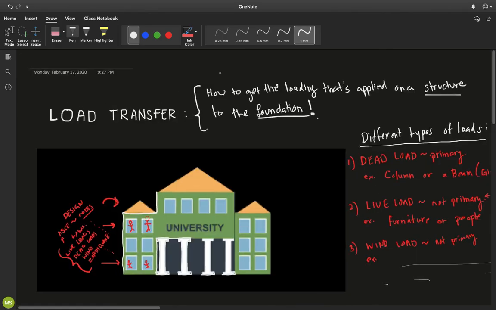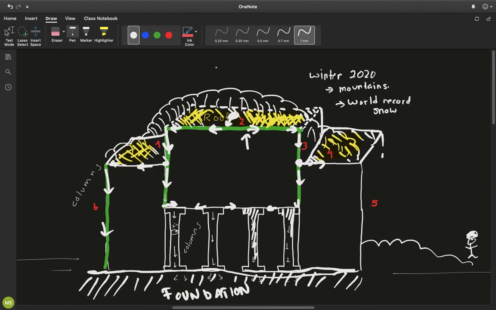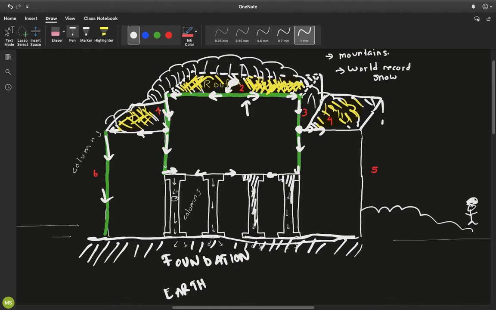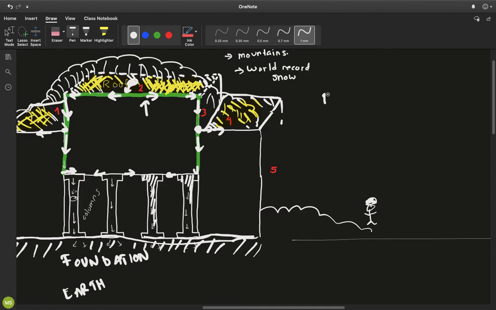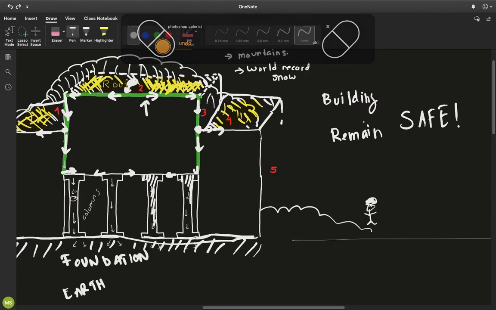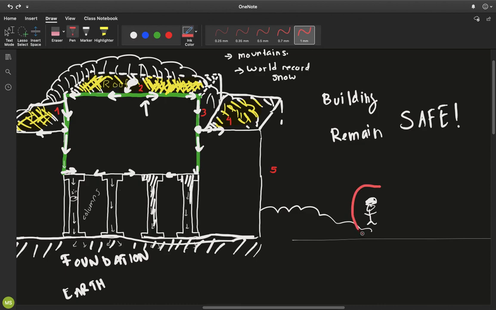You just want your snow to transfer through the building so that the building, I think I should write this down, the building remain safe. And more importantly, I think more importantly, these people right over here remain safe.